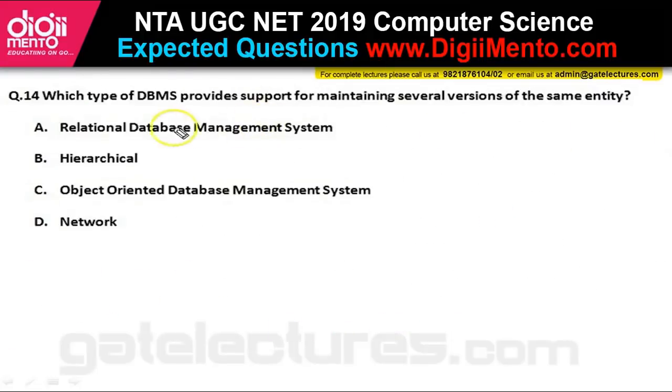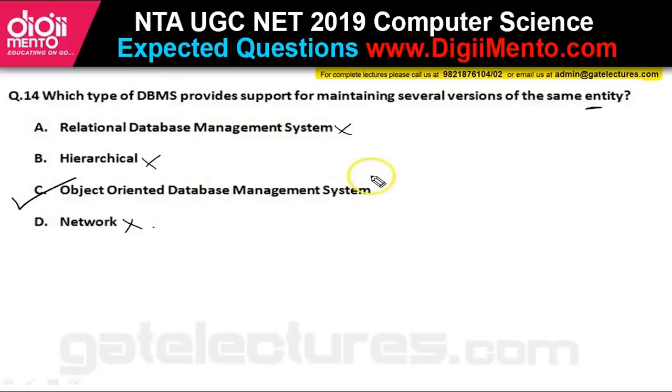Our next question asks which type of DBMS provides support for maintaining several versions of the same entity. The options are RDBMS, hierarchical, OODBMS, or network. A relational database management system clearly does not support keeping the same entities in different versions, so it is not the answer, nor the hierarchical or the network.